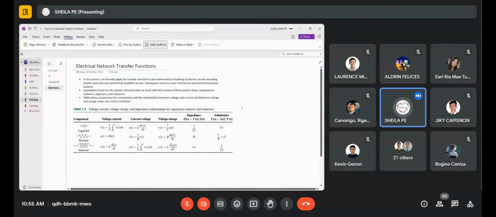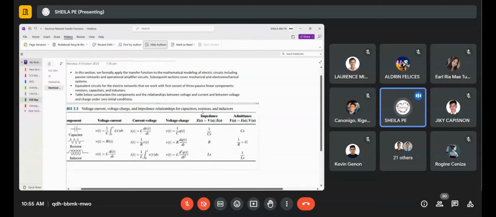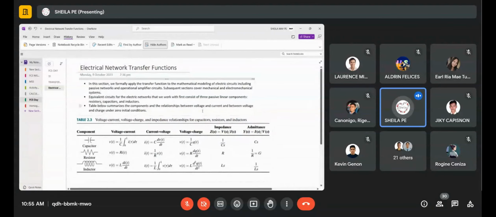Okay. So this one, we are on electrical network transfer function. In this section, we formally apply the transfer function to the mathematical modeling of electric circuits, including passive networks. What are those passive networks? Capacitor, resistor, inductor. And operational amplifier circuits. Subsequent sections cover mechanical and electromechanical systems. Equivalent circuits for the electric networks that we work with.